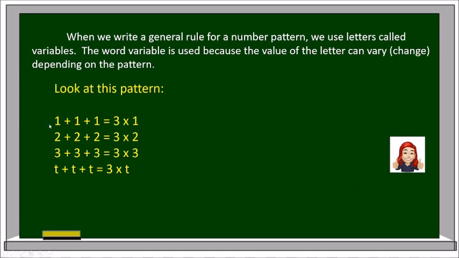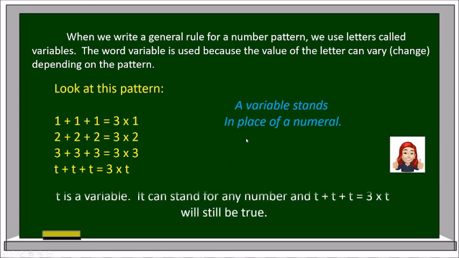Look at this pattern. 1 plus 1 plus 1 is equal to 3 times 1. 2 plus 2 plus 2 is equal to 3 times 2. 3 plus 3 plus 3 is equal to 3 times 3. T plus T plus T is equal to 3 times T. A variable stands in place of a numeral. T is a variable. It can stand for any number, and T plus T plus T is equal to 3 times T will still be true.